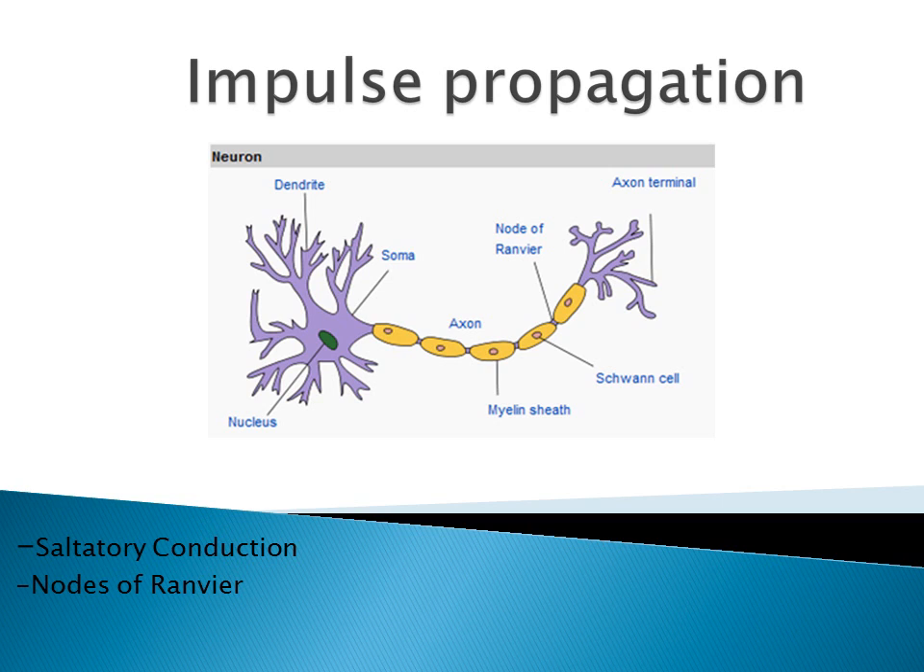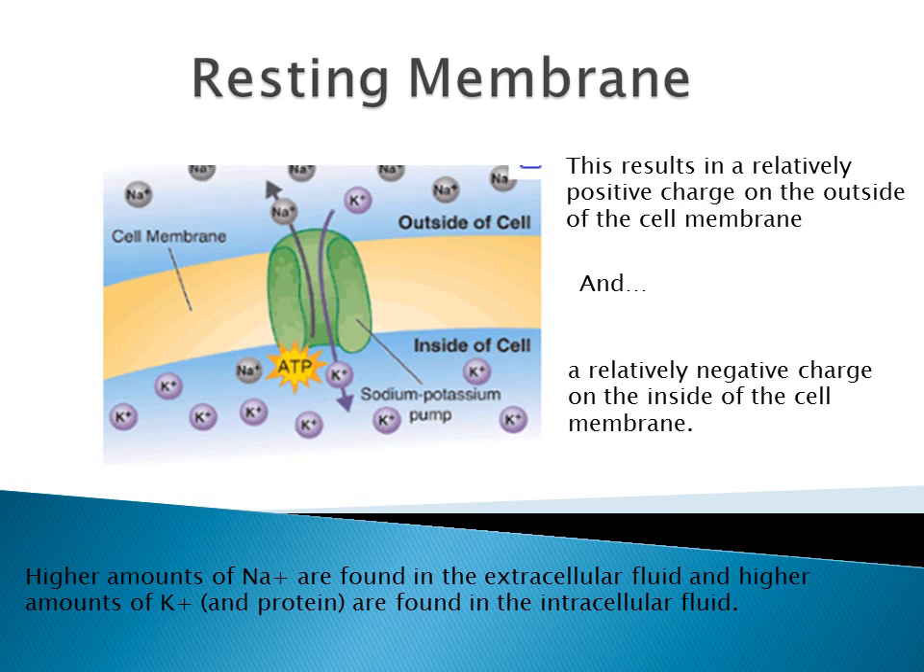Next, we will explain the generation of an action potential. During the resting membrane potential of a cell, higher amounts of sodium are found in the extracellular fluid, and higher amounts of potassium and also protein are found in the intracellular fluid. This results in a relatively positive charge on the outside of the cell membrane and a relatively negative charge on the inside of the cell membrane.